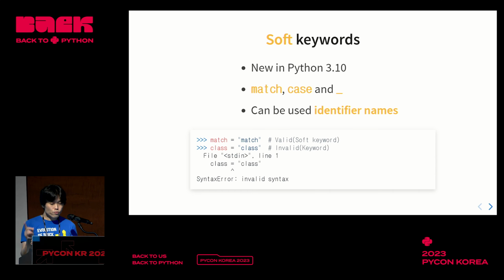And soft keywords. Soft keywords are new in Python 3.10. Match, case, and underscore are soft keywords. Soft keywords can be used as identifier names. For example, match can be used as a variable name, but class cannot be used as a variable name because class is a keyword, but match is a soft keyword.